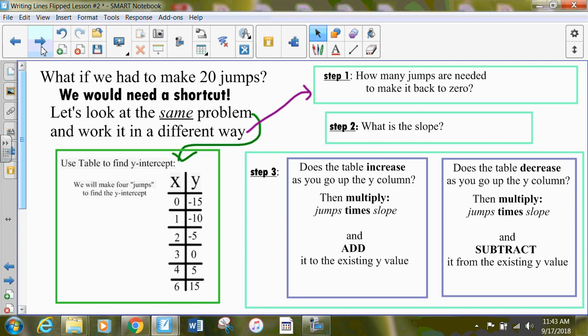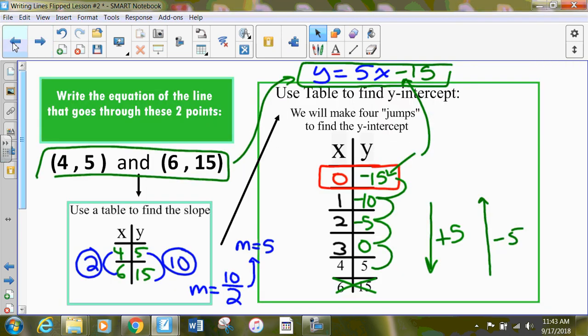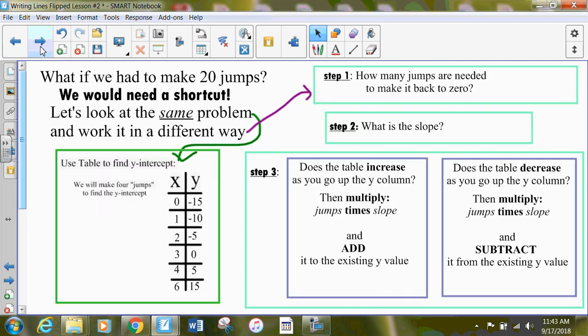Now, what if instead of, let's see how many jumps we had to make for this one. We had to make what? 1, 2, 3, 4 jumps to make it up to 0. I wonder if we had a problem where we had to make 20 jumps. That would be a lot, a very long table and a lot of jumps. So we need a shortcut when that happens.